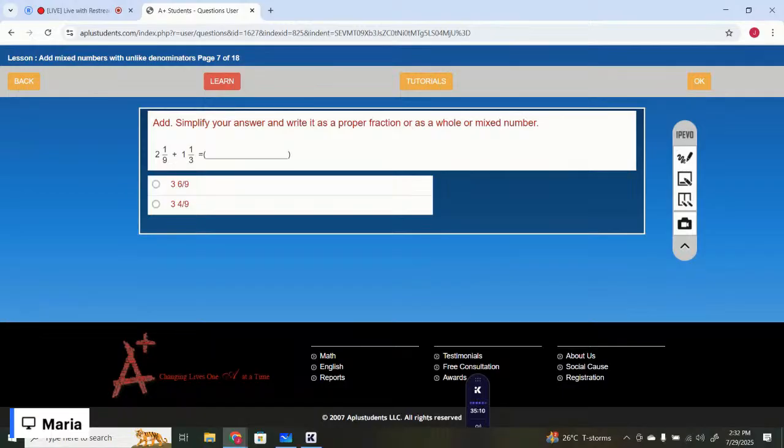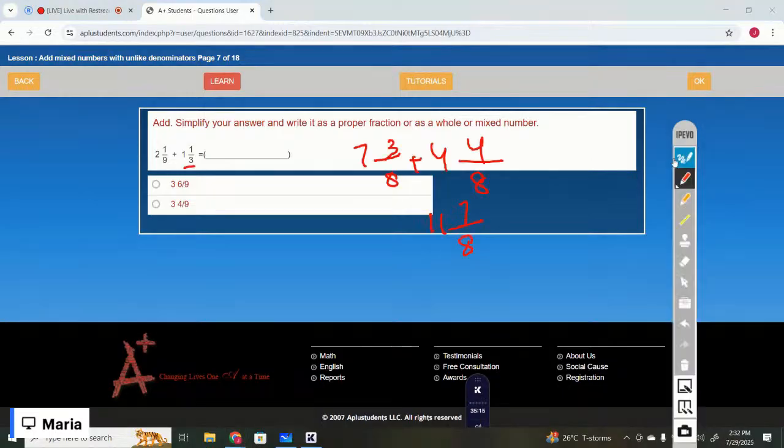2 whole 1 by 9 plus 1 whole 1 by 3. 2 whole 1 over 9 plus 1 whole 3 over 9. 2 plus 1 is 3. 3 whole 4 over 9. Option number 2 is the correct option.